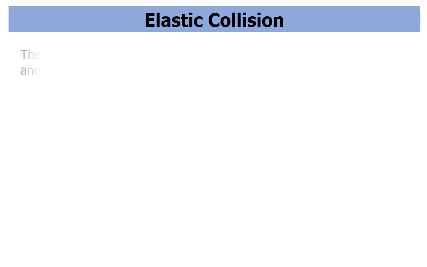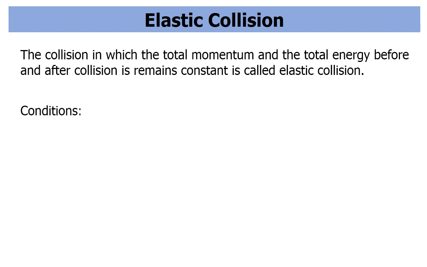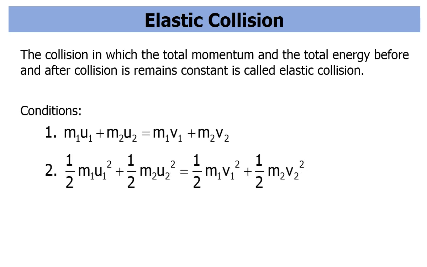Elastic collision. The collision in which the total momentum and the total energy before and after collision remain constant is called elastic collision. There are two conditions for elastic collision. Condition 1: before and after collision the total momentum must be the same. That means m1 u1 plus m2 u2 equals m1 v1 plus m2 v2. The second condition is that before and after collision the total kinetic energy remains constant. That means half of m1 u1 square plus half of m2 u2 square equals half of m1 v1 square plus half of m2 v2 square.